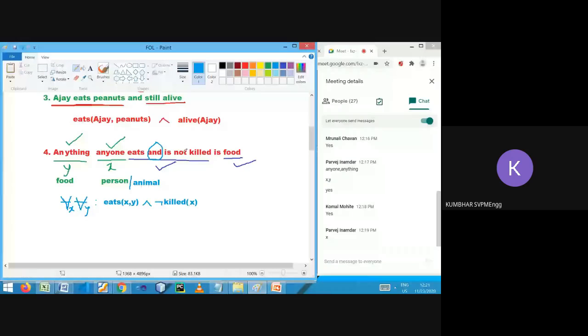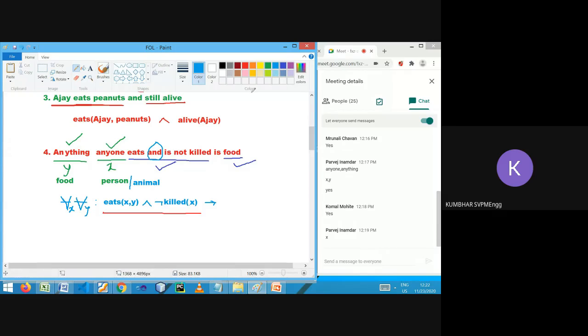Is means here we can represent that with if and then. Whatever we have written here, this is the if part. If it is true that x eats y and that x is not killed, then, this arrow, yes, then what is it saying? It is a food.